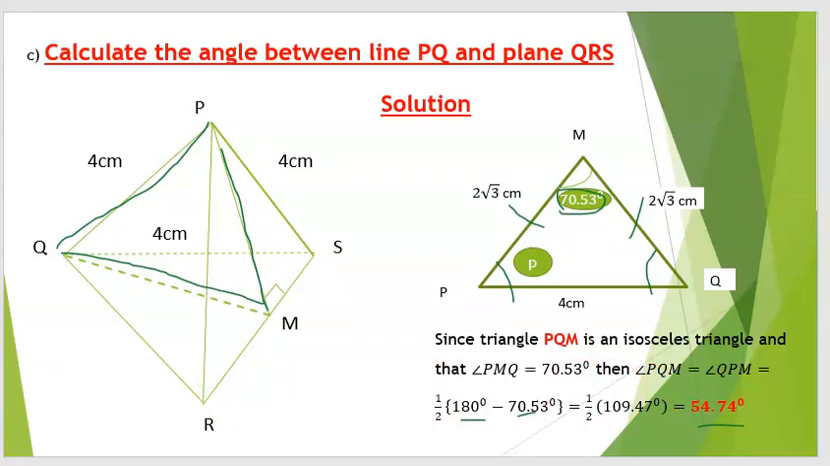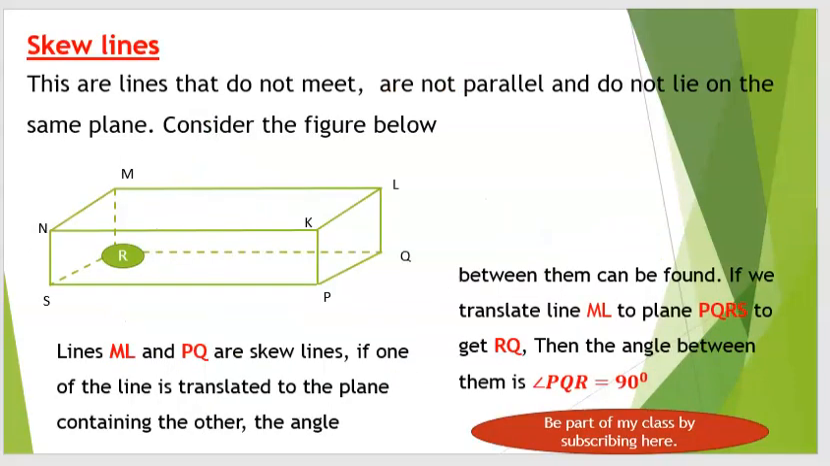I believe that question has enabled you to understand how the angle between plane and plane is calculated. Lastly, I want us to look at skew lines. Remember, these are lines that do not meet, they are not parallel, and they do not lie on the same plane. I want you to consider this plane, and consider the line ML. The line ML, I can highlight it. Consider the line LM and the line PQ.